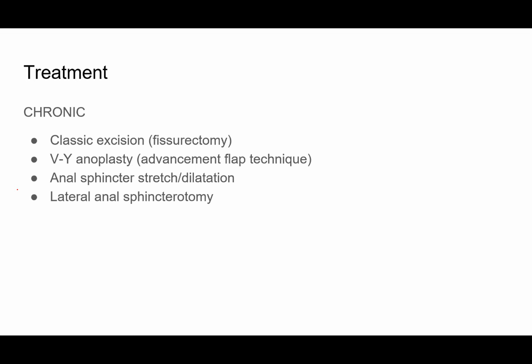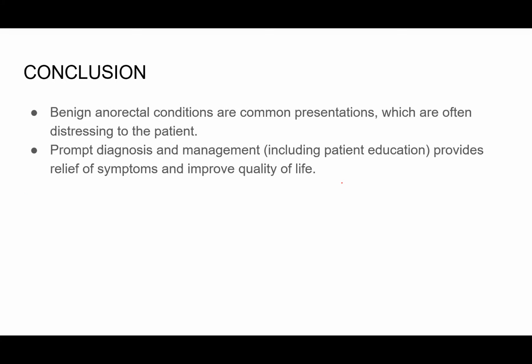So for chronic fissure in ano, we do a fissurectomy, which is a classic excision. We could do a V-Y anoplasty, which is an advancement flap technique. Anal sphincter dilatation is also done, and lateral anal sphincterotomy is a surgical procedure also done for patients with chronic anal fissure. So in conclusion, benign anorectal conditions are common presentations which are often distressing to the patient. Prompt diagnosis and management, including patient education, provides relief of symptoms and improves quality of care.